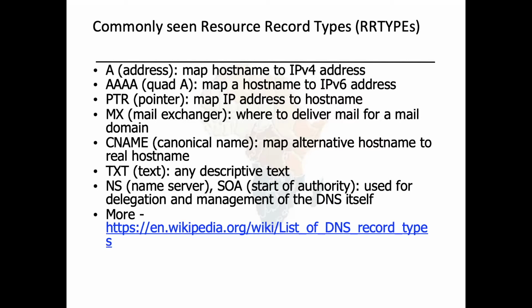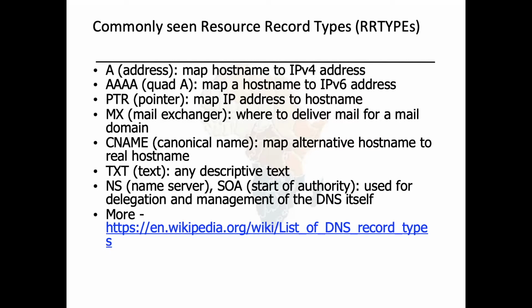Pointer record, or PTR record: you can think of this as the opposite of an A record. It maps an IP address to a host name. So if you're given an IP address and you're asked to find the host name, what you'd ask for is the pointer record, or PTR record, for that domain or host name.